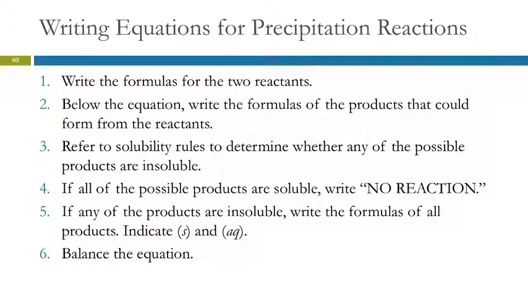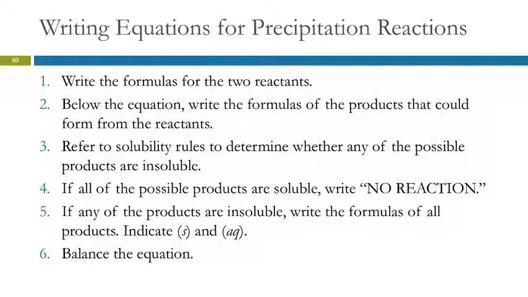So, writing equations for precipitation reactions. Now that we know those rules of solubility, we can actually predict what the products are when two solutions of ionic compounds come together. So these are the steps. You need to start with the formulas for the two reactants. And then below the equation, write the formulas of the products that could form from the reactants. Look at the solubility rules to decide if either of those products is insoluble. If they're both soluble, then there's no reaction. Just write no reaction. Or we sometimes even abbreviate that with NR.